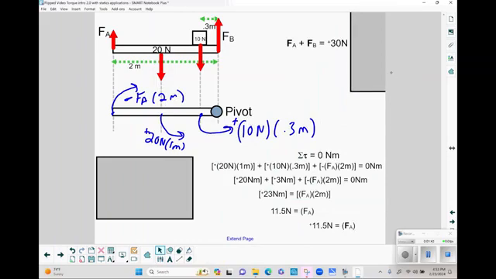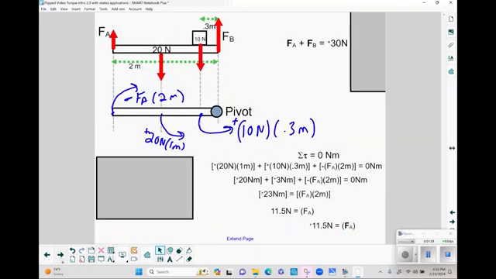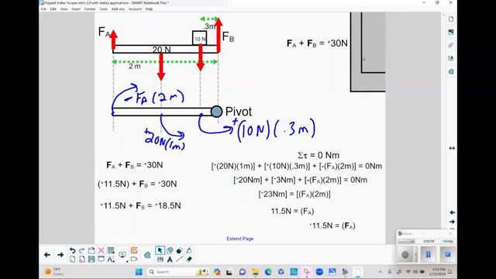Net torque equals 0. Each one of my torques adds up to 0. And then I can solve for FA, where I see it's the 11.5 that I found before. Now, if I had solved the torque situation last time to find FB, and I use the torque situation again to solve for FA, I'm done. Otherwise, I would have to use Newton's second law equation and solve for FB.